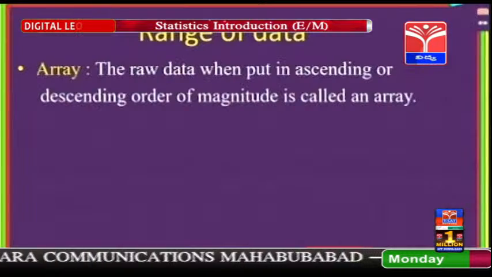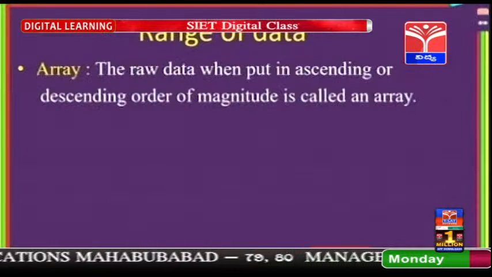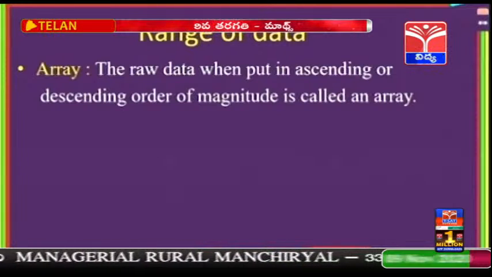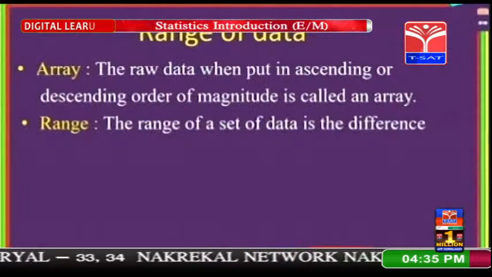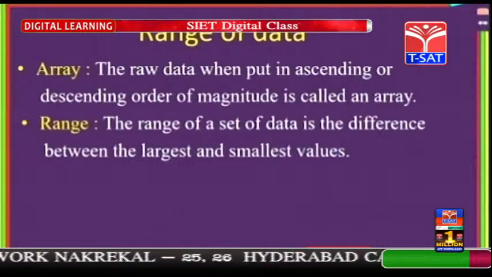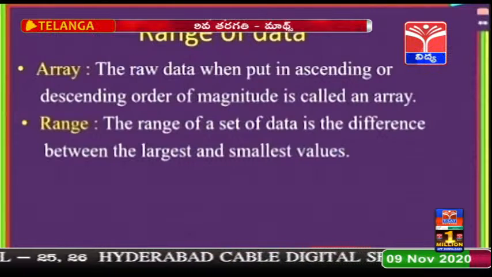Array. What is an array? The raw data when put in ascending or descending order of magnitude is called an array. Next, what is the range of data? The range of a set of data is the difference between the largest and smallest values.